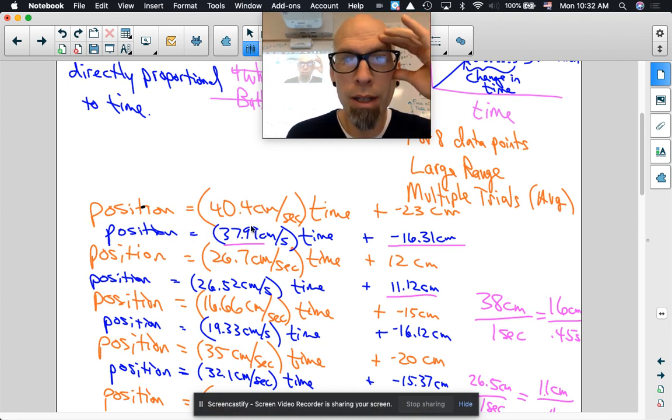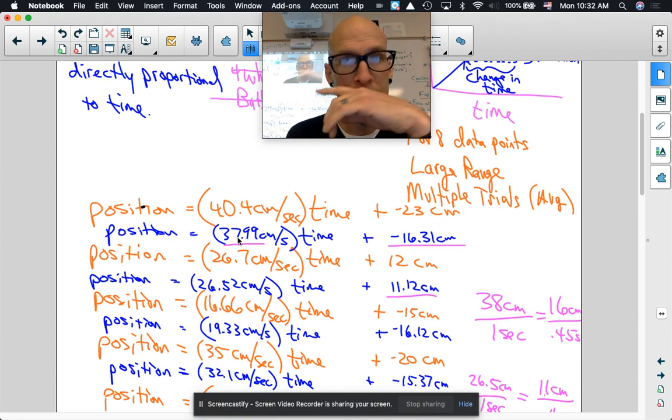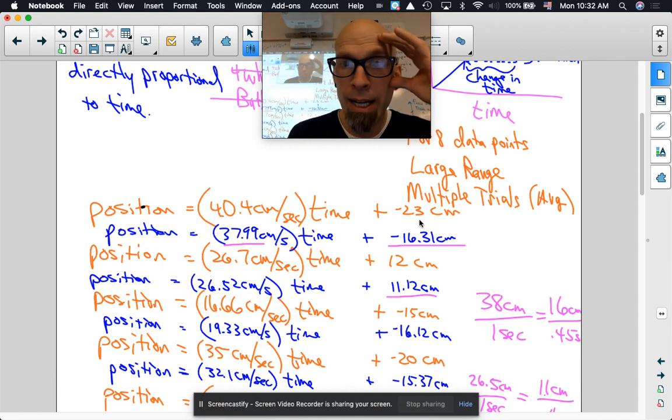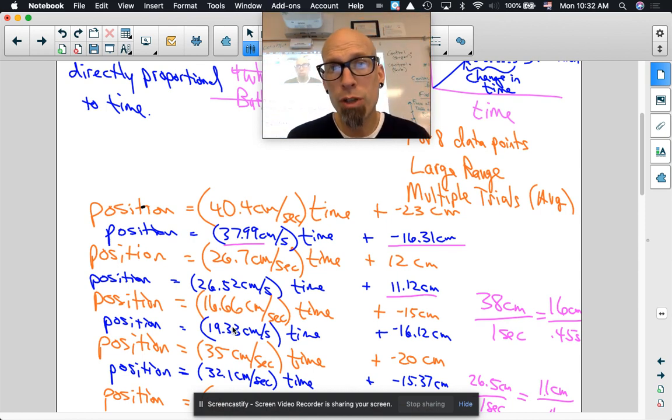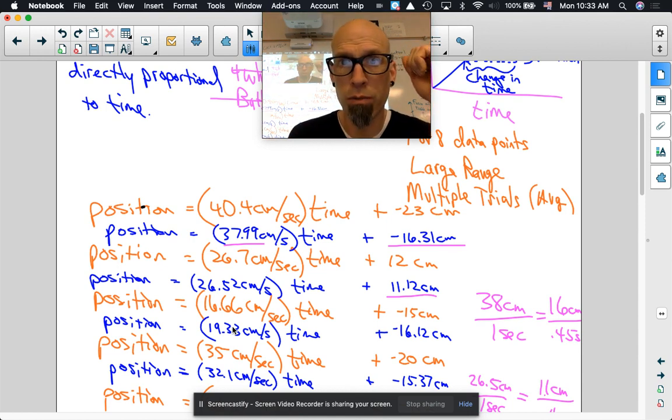And I want you to notice something here. 40 was what they got on paper, 38-ish. That's pretty close. And a negative 23 here and a negative 16 here. Again, that's a little off, but you'll see some of the other ones here are even closer. 26.7 and 26.52, 11.12 and 12. I mean, those are close. Okay, so that's a good thing. We want your Graphical Analysis graph with the slope and the y-intercept and the equations that you write out to be very similar to what your paper pencil stuff was.